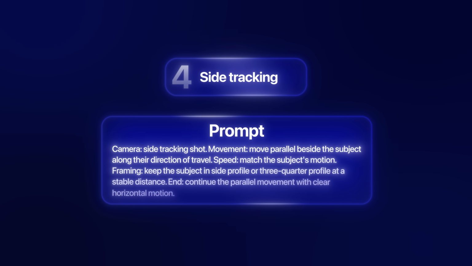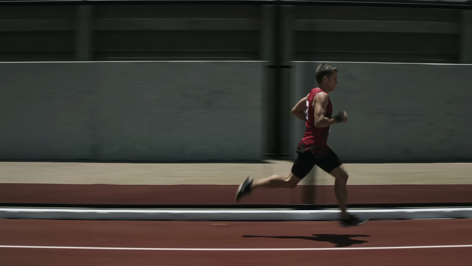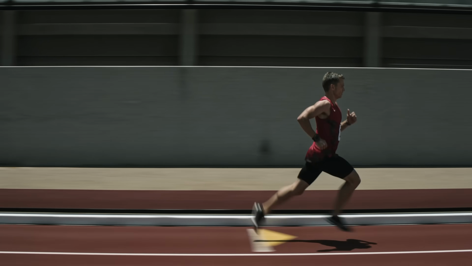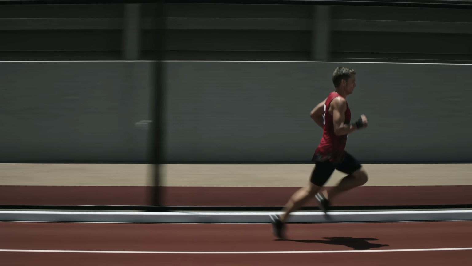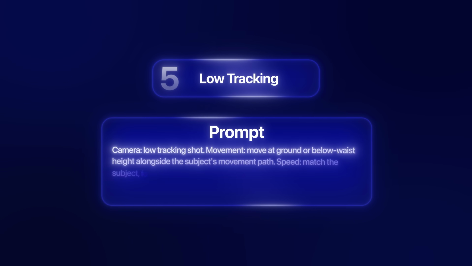Then we got side tracking. This is when a subject is running or walking. Here, the camera is basically parallel to the subject, traveling sideways. This can be used in a situation where the character is running, for example, an athlete on a track running as fast as he can.